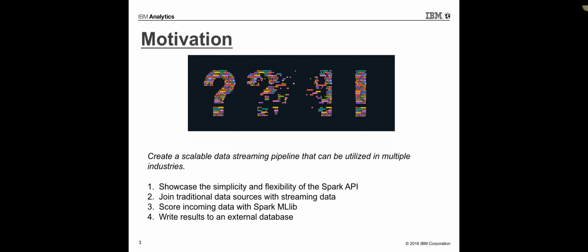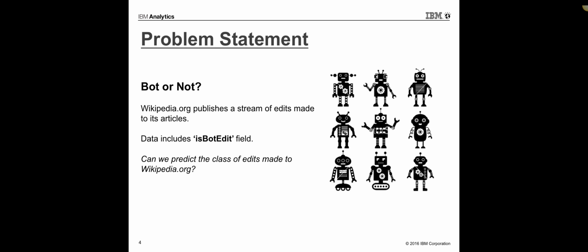So we're going to do that in 4 different ways. We're going to showcase the simplicity and flexibility of the Spark API. We're going to join the streaming data that we get with data that's at rest. In this case, it's going to be in a PostgreSQL database. And we're also going to incorporate machine learning into our streaming application. And finally, we're going to store the results of our data that's been scored into an external database. And the idea here being that this is going to be like a general pipeline that you can use in a number of different industries.